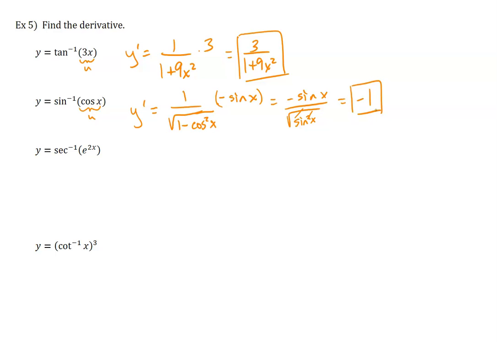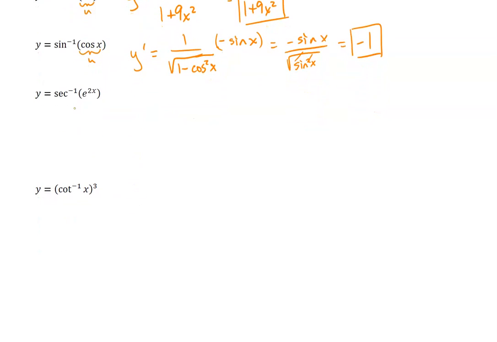For this one, we have secant inverse of e to the 2x, so e to the 2x is operating as u. For y prime, we have 1 over u, absolute value of u. Now here's the thing about this one. E to the 2x can never be negative, so I don't actually have to put the absolute value bars on there. It is not incorrect if you have them, but they are not required. If you're looking at a problem in the book, it's probably not going to put absolute value bars on there because it's a little bit redundant, but it does not hurt for you to have them there.